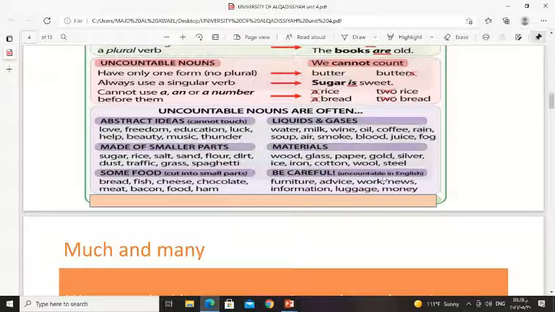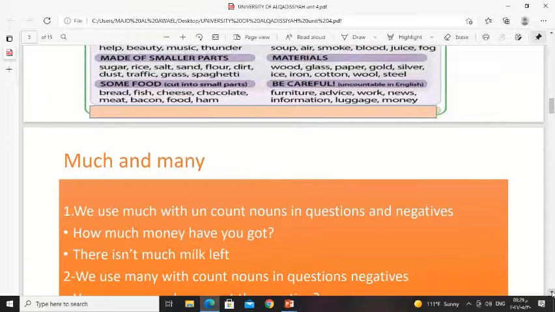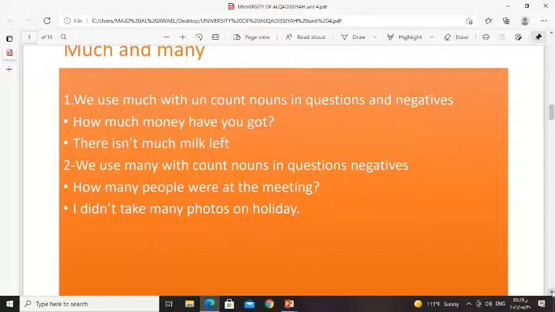Be careful, uncountable nouns in English are furniture, a device, work, news, information, luggage, money. هذه كلها أسماء تعتبر غير معدودة، أشياء لا يمكن عدها. دائما تأتي بصيغة المفرد وما تأخذ نمبر، ولا يأتي معها a و an اللي هي أدوات التعريف باللغة الإنجليزية.